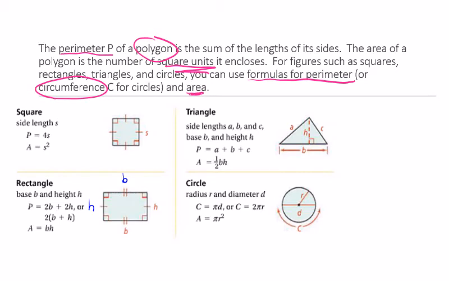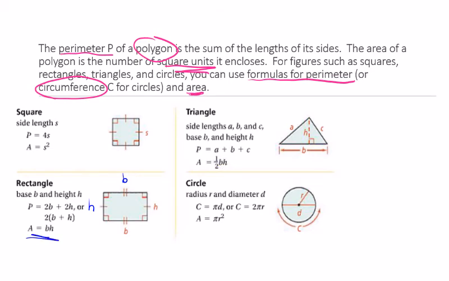All right, for a triangle's perimeter, we don't know that any of the sides will necessarily be the same unless we have an isosceles or equilateral triangle. So normally we just add up the sides, right? A plus B plus C. That's the formula for perimeter, okay? The formula for area is 1/2 base times height.